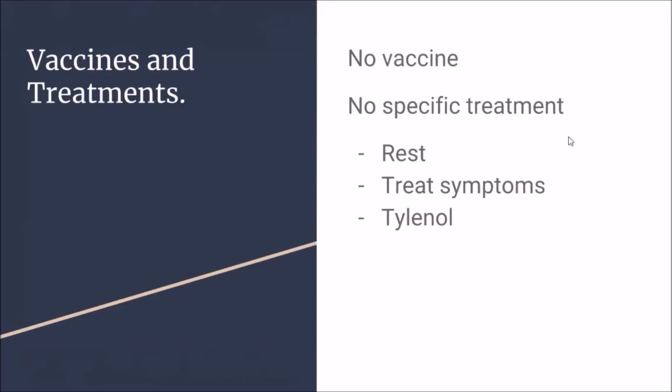There is currently no vaccine for Zika. There was a large push for a Zika vaccine in 2016 due to a large outbreak. However, to date, there's still no vaccine, and there's actually no specific treatment for the Zika virus as well. So you might be asking, what do you do?